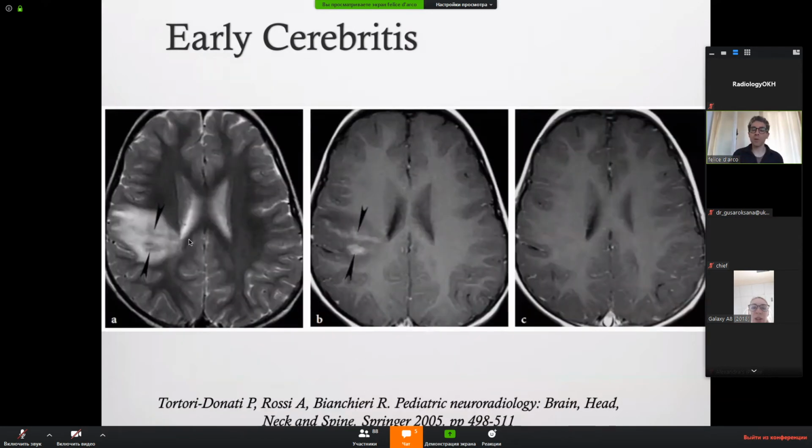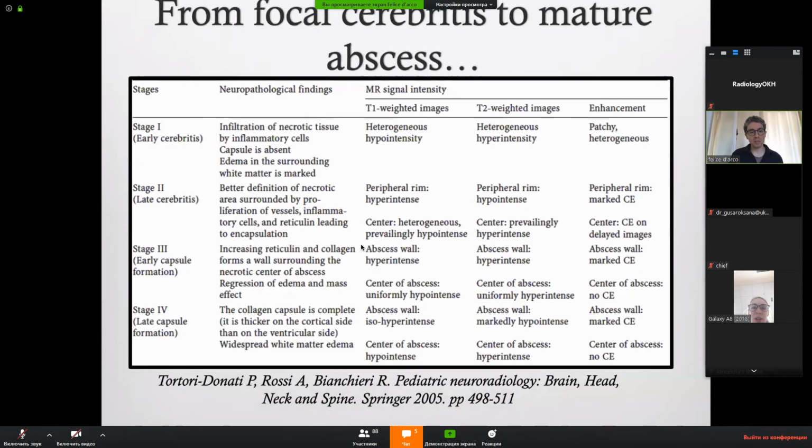How do they look? Well, they look like that. There is a lot of edema, patchy areas of enhancement, and hypointensity in T2. These areas actually represent the ongoing immune reaction, not yet organized as it will be in a subsequent abscess. In a subsequent abscess, we have the capsule formation, and that's very important because we can really compare what we see on imaging with what the pathologist sees under the microscope.